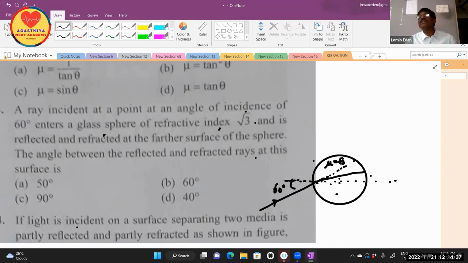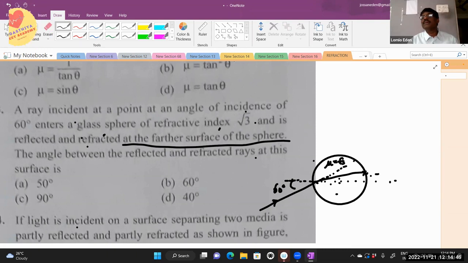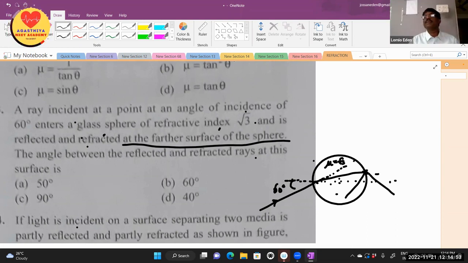This is a very important point. Coming inside, on the other side it is reflected and refracted at the farther surface of the sphere. So when the light is incident on the other surface, it is partially reflected inside the surface and partially refracted. This is the reflection and this is the refraction. This is the center. Draw the normal.